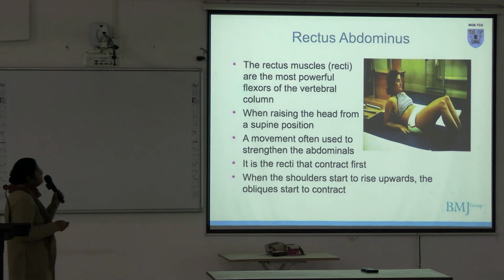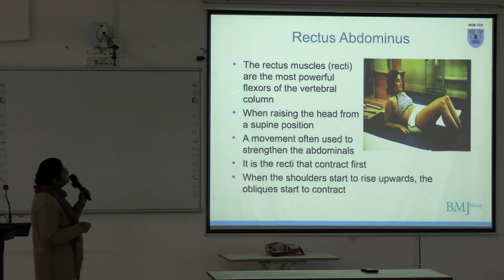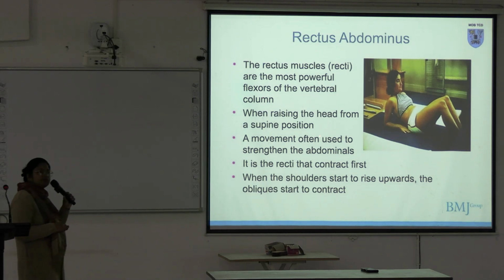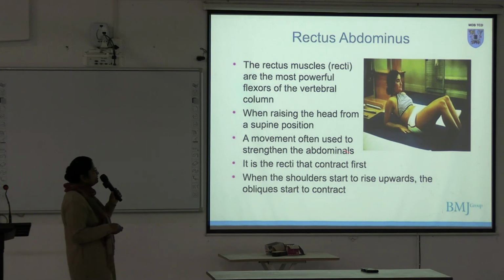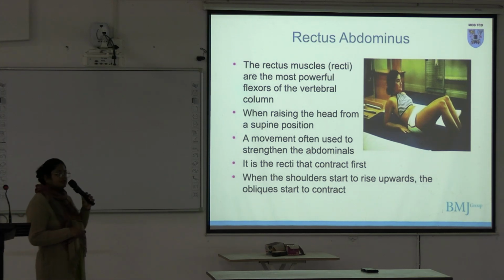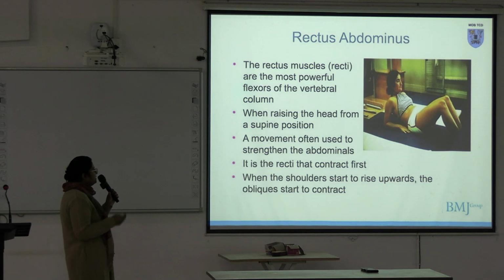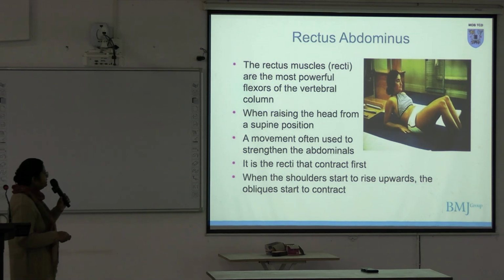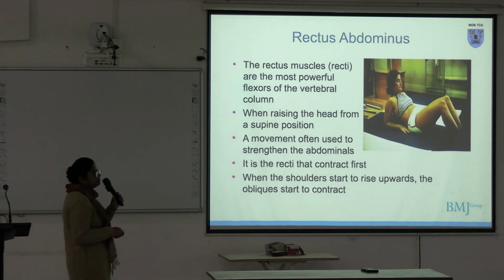See, the rectus muscles are the most powerful flexors of the vertebral column. When we raise the head from a supine position, a movement often used to strengthen the rectus abdominis muscle, it is the recti that contract first when we raise the trunk from the supine position. And when the shoulders start to rise upward, the obliques start to contract.